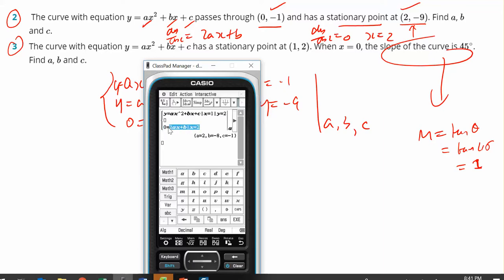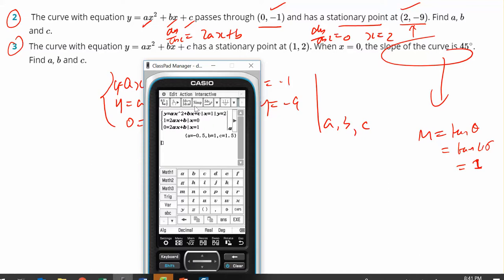We know that the derivative is 0 when x equals 1. Also, the derivative has a slope of 45 degrees, which means it's equal to 1 when x equals 0. So when x equals 0, I'm going to type in 0 here, the derivative equals 1, the gradient equals 1. So you're solving for a, b, c, and you click enter. And you get your answer: a equals negative half, b equals 1, and c equals 3 on 2, or 1.5.